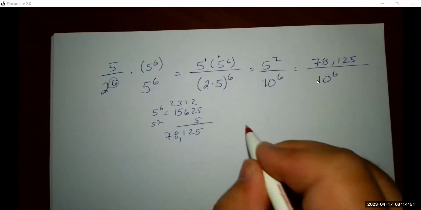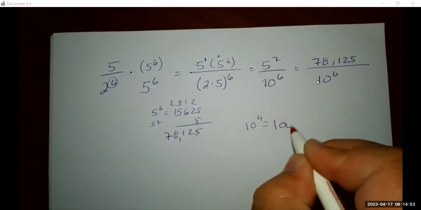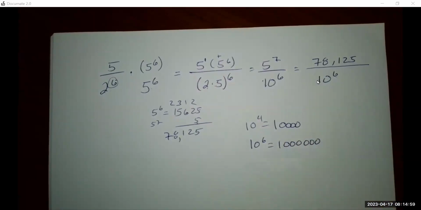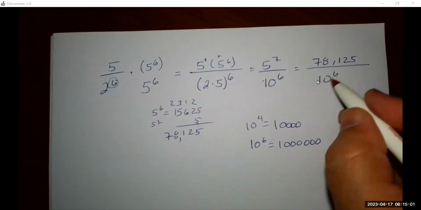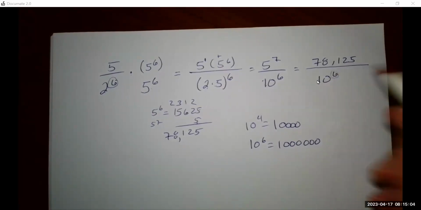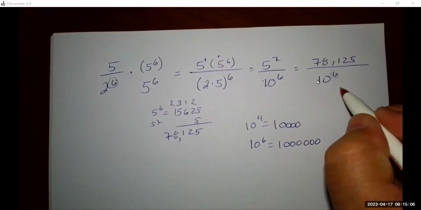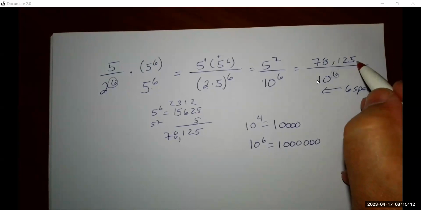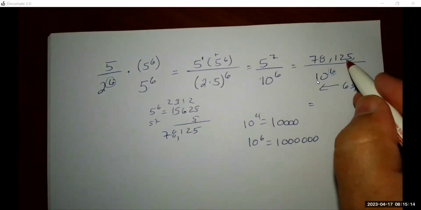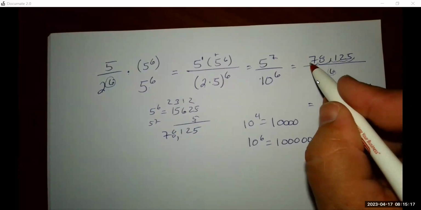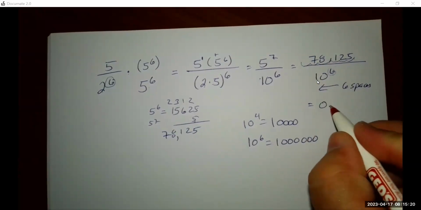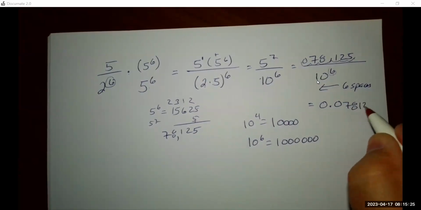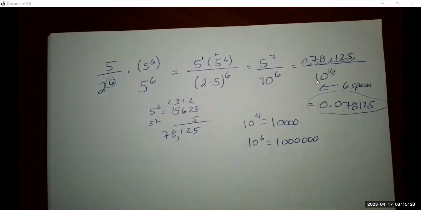Remember, the exponent, if it's 10 to the 4th, that means there's 4 zeros. If it's 10 to the 6th, that means there's 6 zeros. So the number of zeros on a base 10 is determined by the exponent. But this one says, since it's on the bottom, move it 6 spaces to the left. So we have 1, 2, 3, 4, 5, 6. So they have to put another 0 in front of there. 0, 7, 8, 1, 2, 5. There's your decimal equivalent.